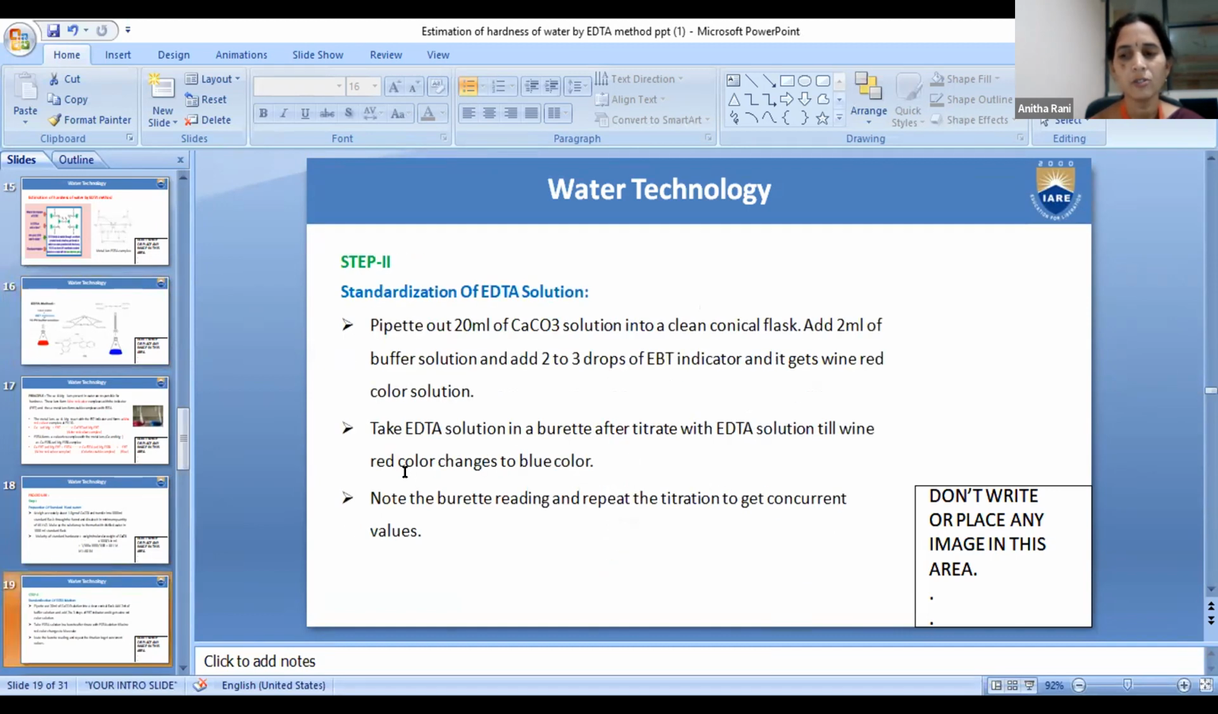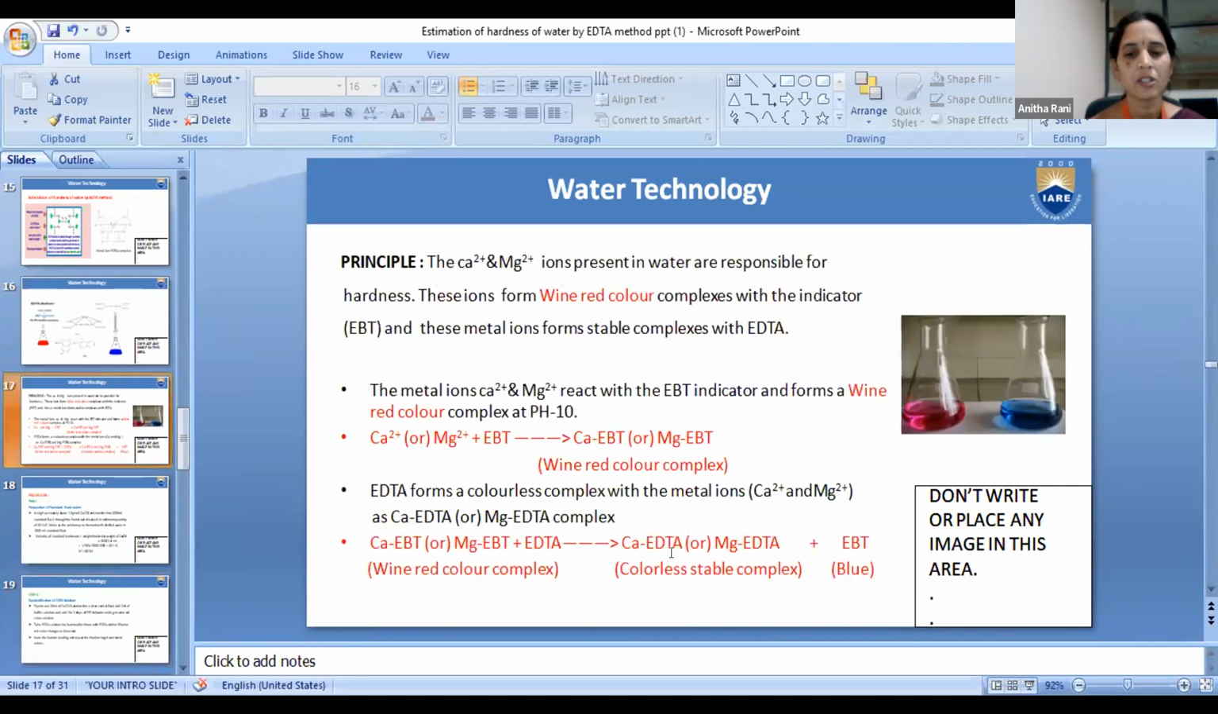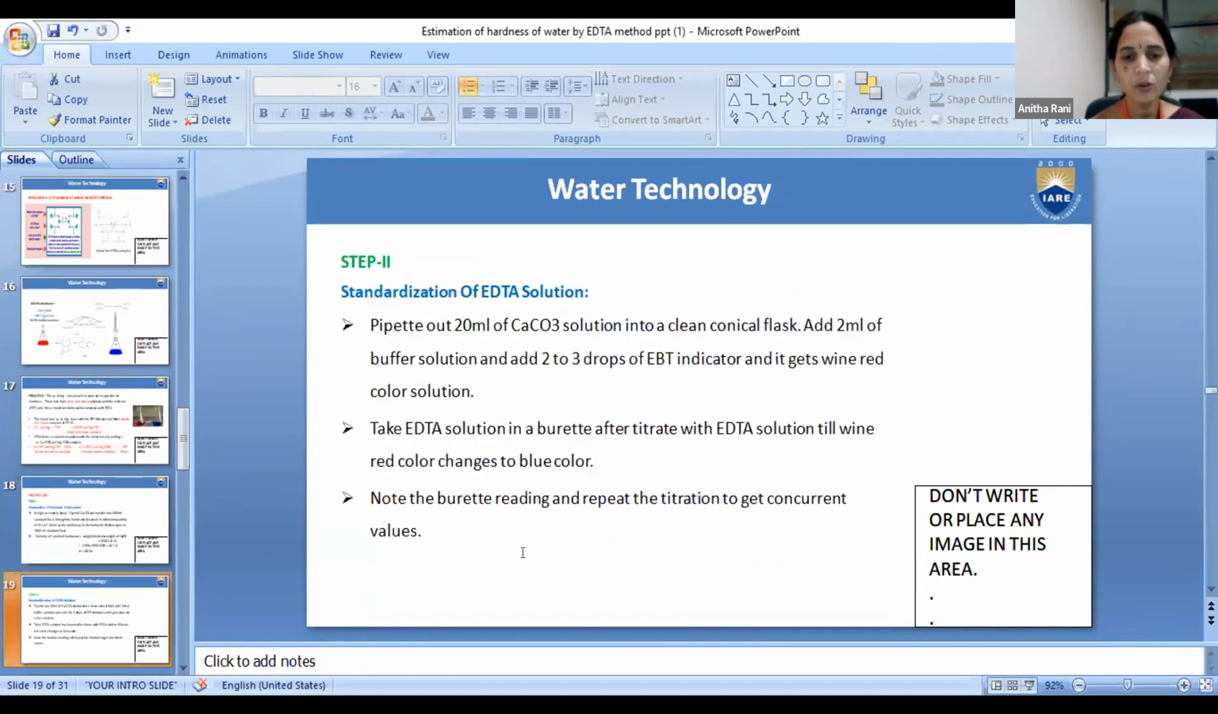And you do the titration. Means you are adding EDTA in the wine red color solution, drop by drop, so that the color changes from wine red color to blue color. Nothing but the EDTA reacts with the calcium EBT and magnesium EBT complex in the solution and converts it into calcium EDTA and magnesium EDTA.